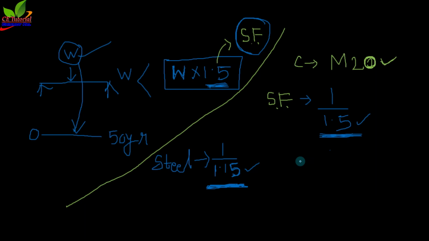So we generally apply a higher safety factor for concrete, and steel is produced in a manufacturing industry with perfect control. That's why the variation of steel is a little bit less. That's why we apply the lesser factor of safety for steel, that is 1.15, and for concrete it is 1.5.